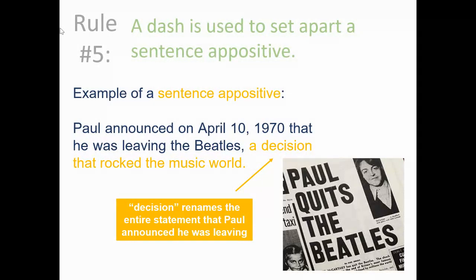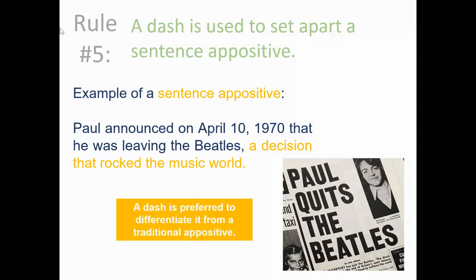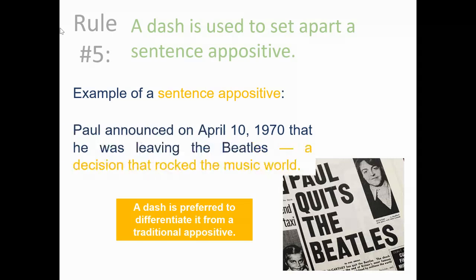And that's what we mean by a sentence appositive. So therefore, decision is the appositive of the entire sentence. And so you can use a comma, but you're allowed and should use a dash to differentiate it from a traditional appositive. So we say, dash, a decision that rocked the music world.